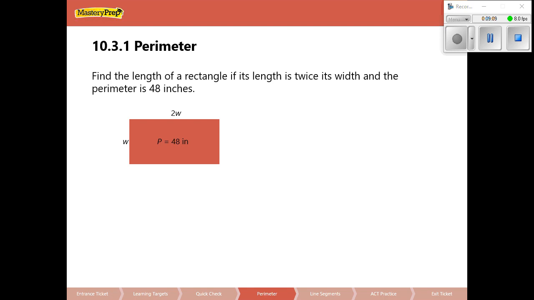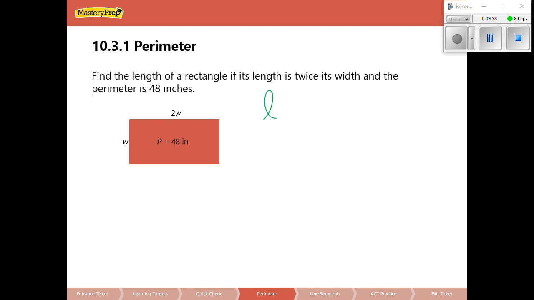Find the length of a rectangle if its length is twice its width and the perimeter is 48. So when we look at a word problem like this here, really the first thing I would do, especially tackling any of these here, is kind of work through what it's saying. Find the length. So that's what we're finding, yes? So I'm wanting to know what L is.